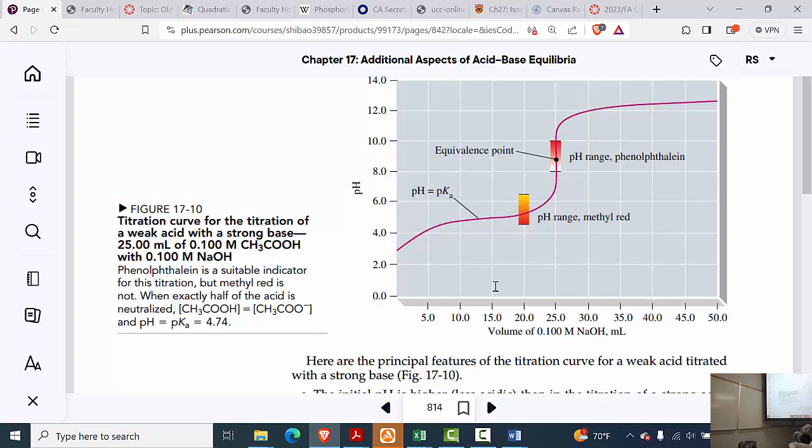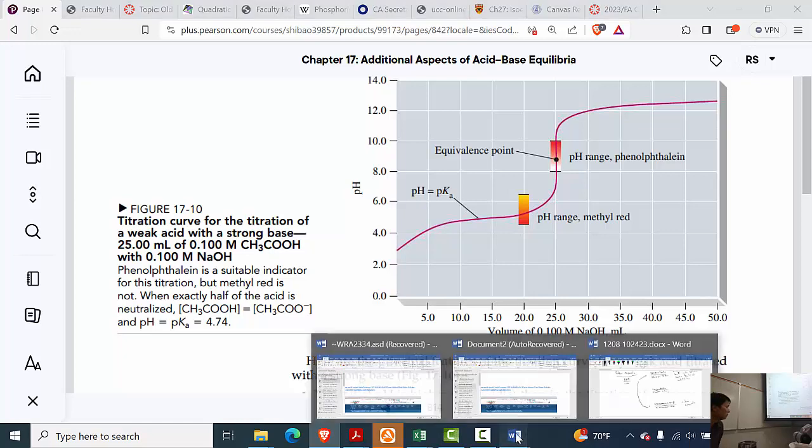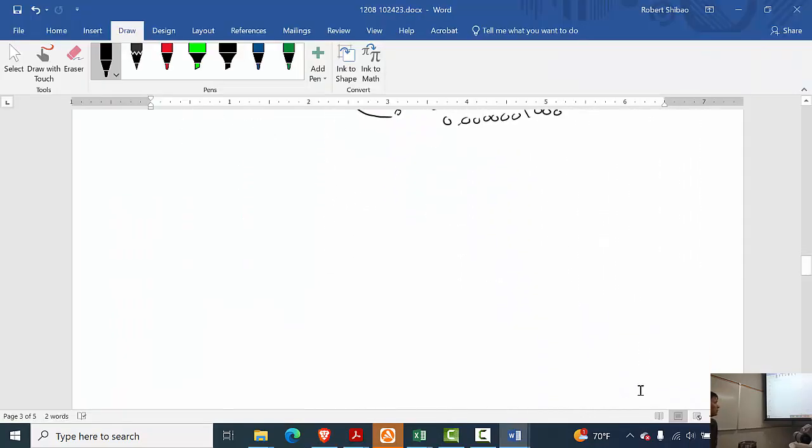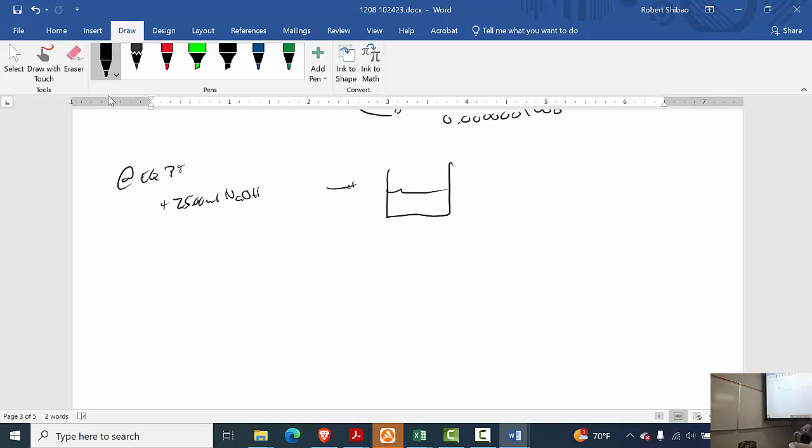The equivalence point is going to be the salt. But in this case, the salt is basic. And so we'll have the basic salt and water. Let's go ahead and do that. So at the equivalence point, we're going to add 25.00 milliliters of sodium hydroxide, NaOH. And so the total mixture volume is going to be 50.00 milliliters.